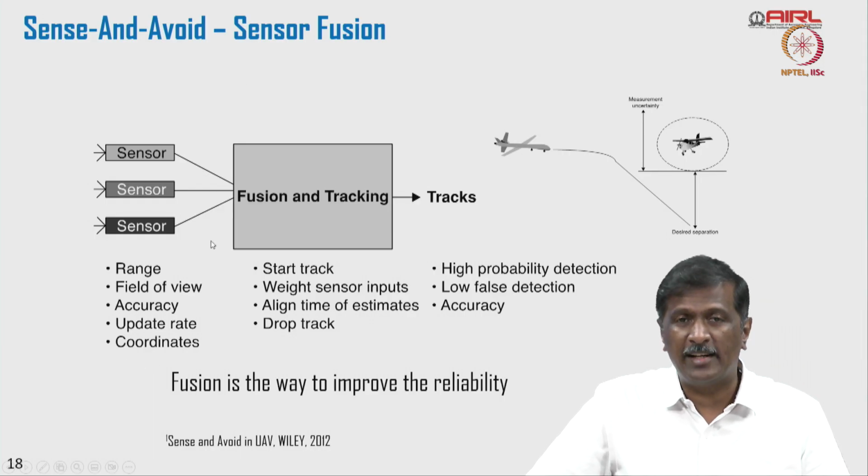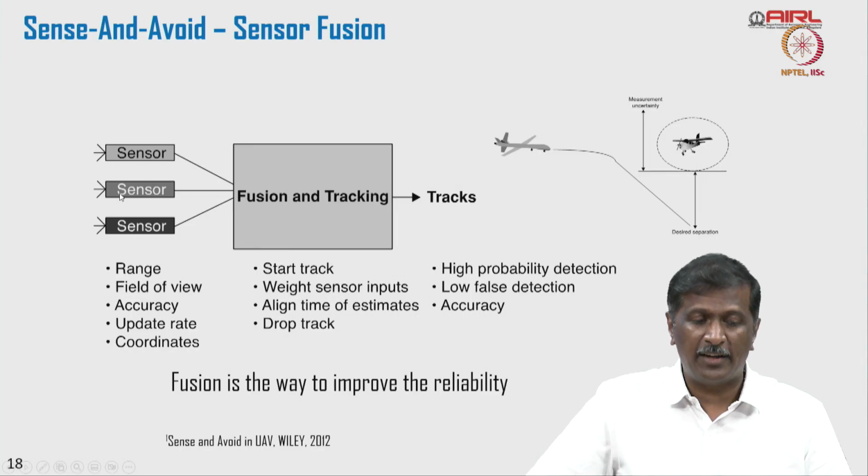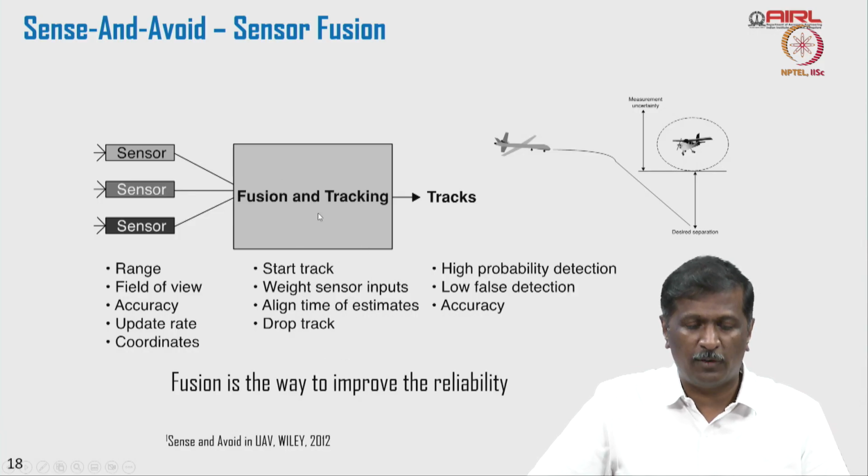They are also at different coordinates. I may have to do the coordinate transformation also, right? I have to take all these aspects into the picture. I will do the fusion and tracking, right? Start the tracking. I will provide a weighted sum of all this, right? And I align the estimates so that I can say the track is accurate. Once I have the track, I have a high probability of detection, low false detection, and accuracy. So one way to do it is fusion.